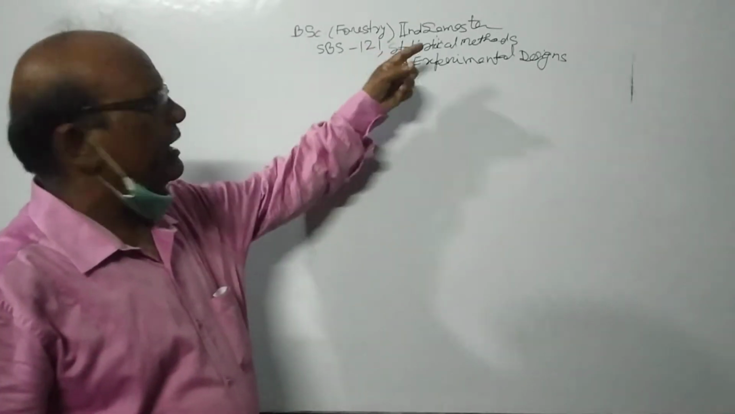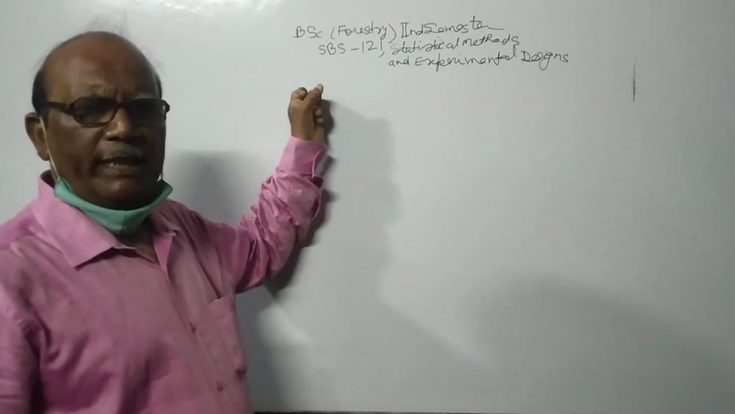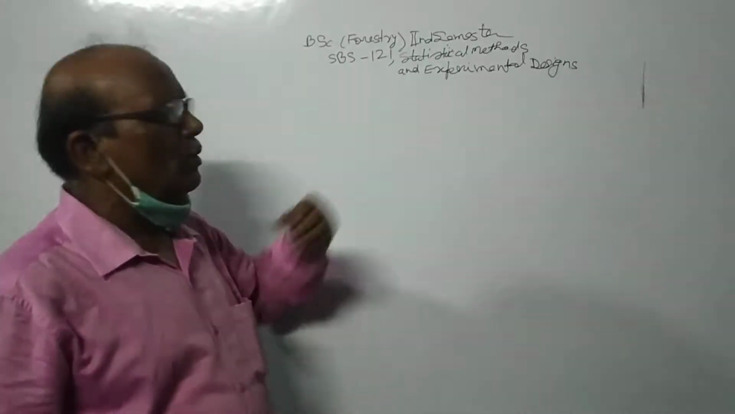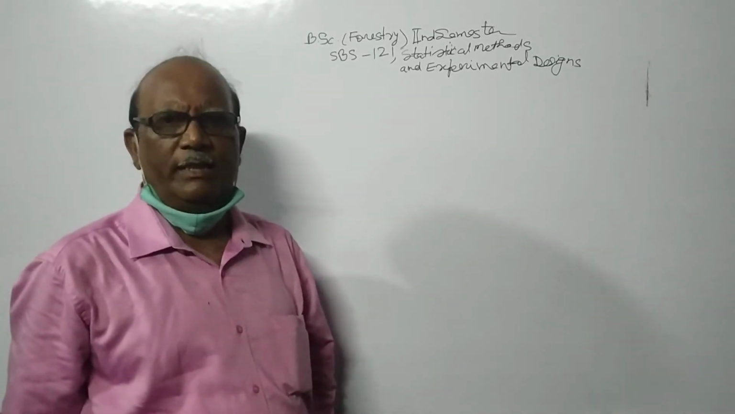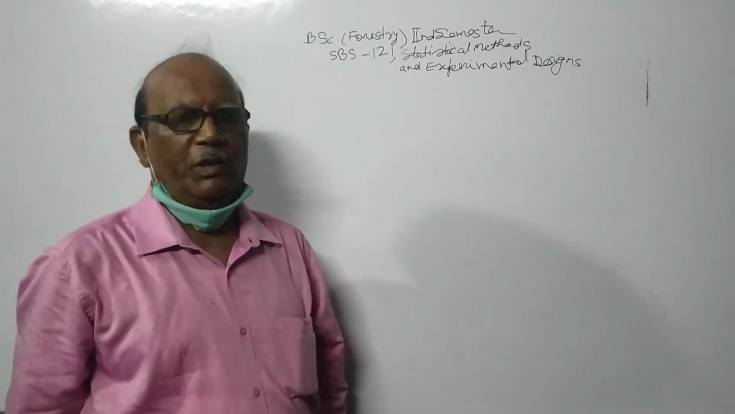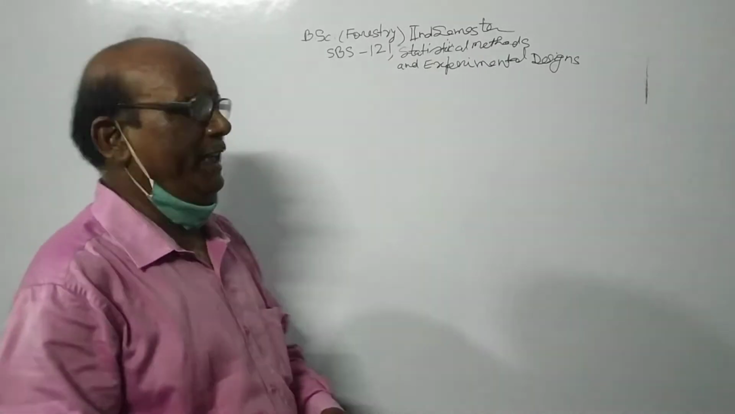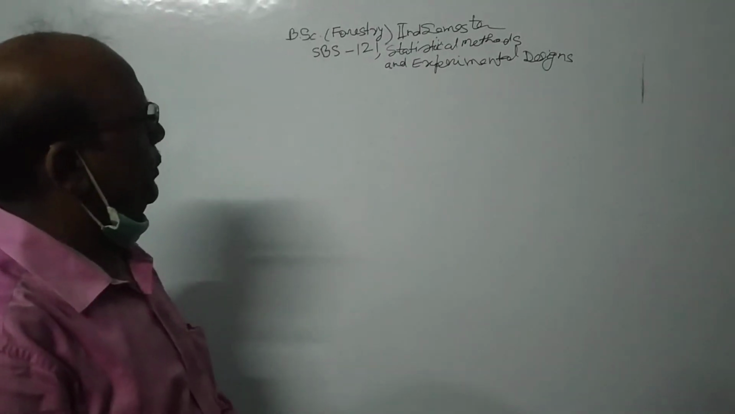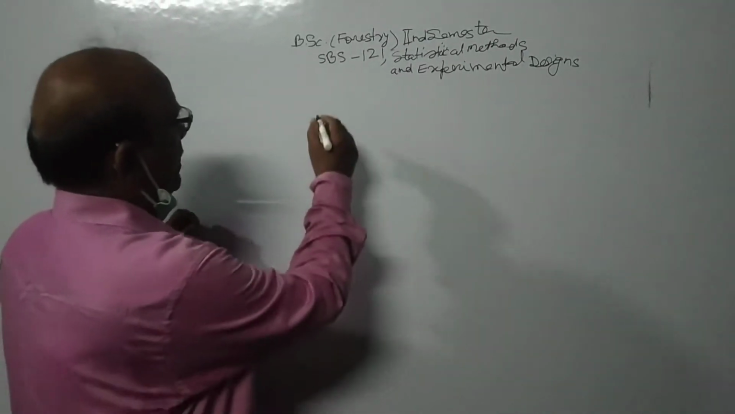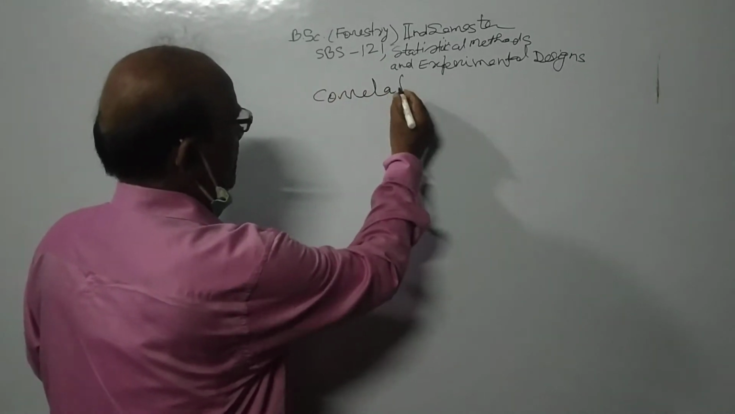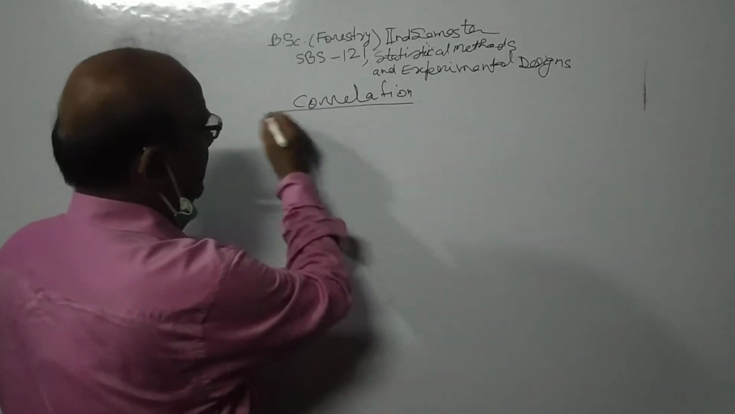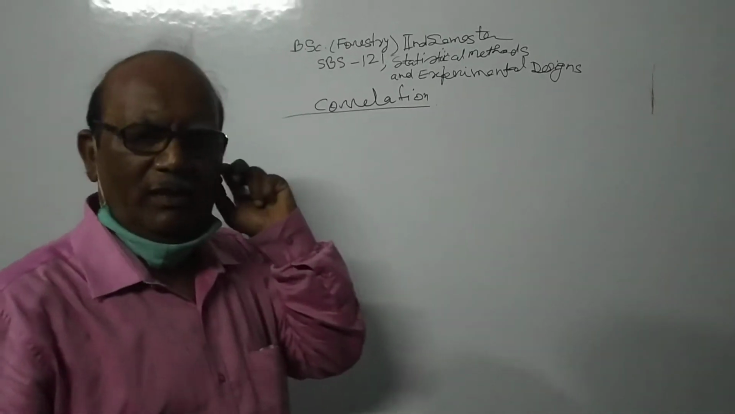BSc Forestry second semester, course number SDS 121. Name of the course: Statistical Method and Experimental Design. Today I will teach you correlation, a new chapter.